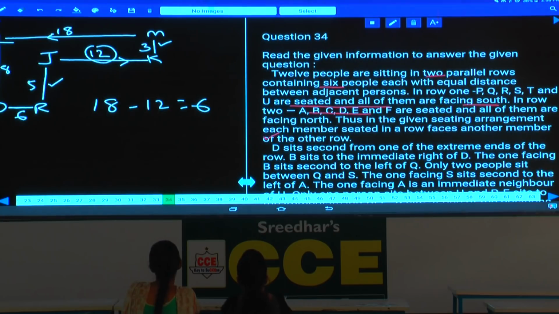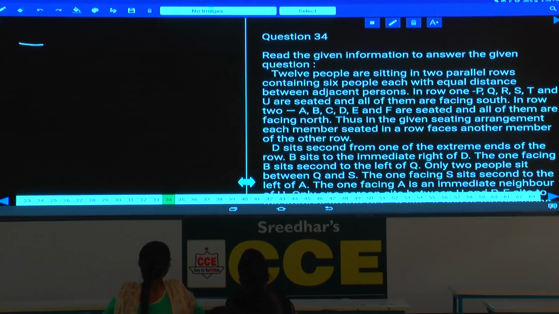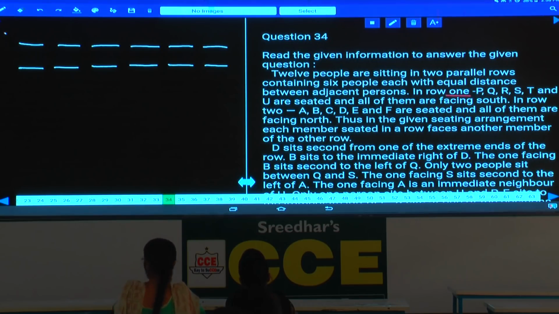Then 34 onwards, 34 to 38, these questions are based on seating arrangement, 2-row seating arrangement. Now in this 2-row seating arrangement, 12 people are seated in 2 parallel rows containing 6 people each with equal distance between adjacent persons. Now how many persons are there? 12 persons. Now in the first row, these are the 6 persons in this row, and these persons are opposite to another row, 6 and 6. Now in row 1, P, Q, R, S, T and U, and all of them are facing south. Now P to U are facing south. Here A to F are facing towards north.